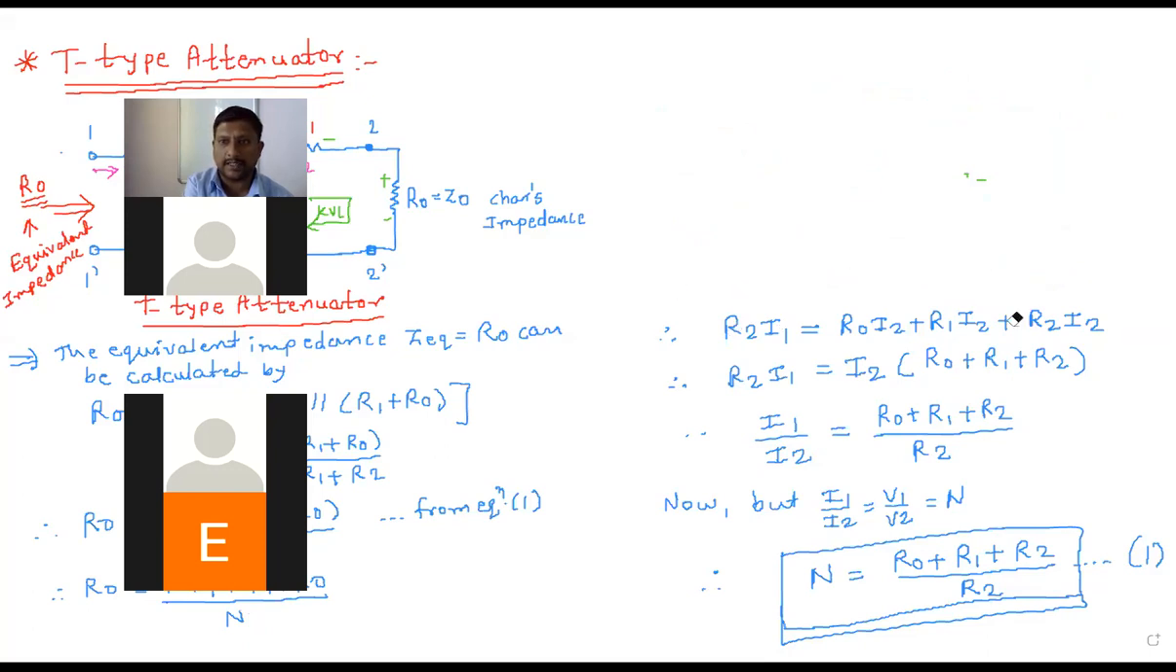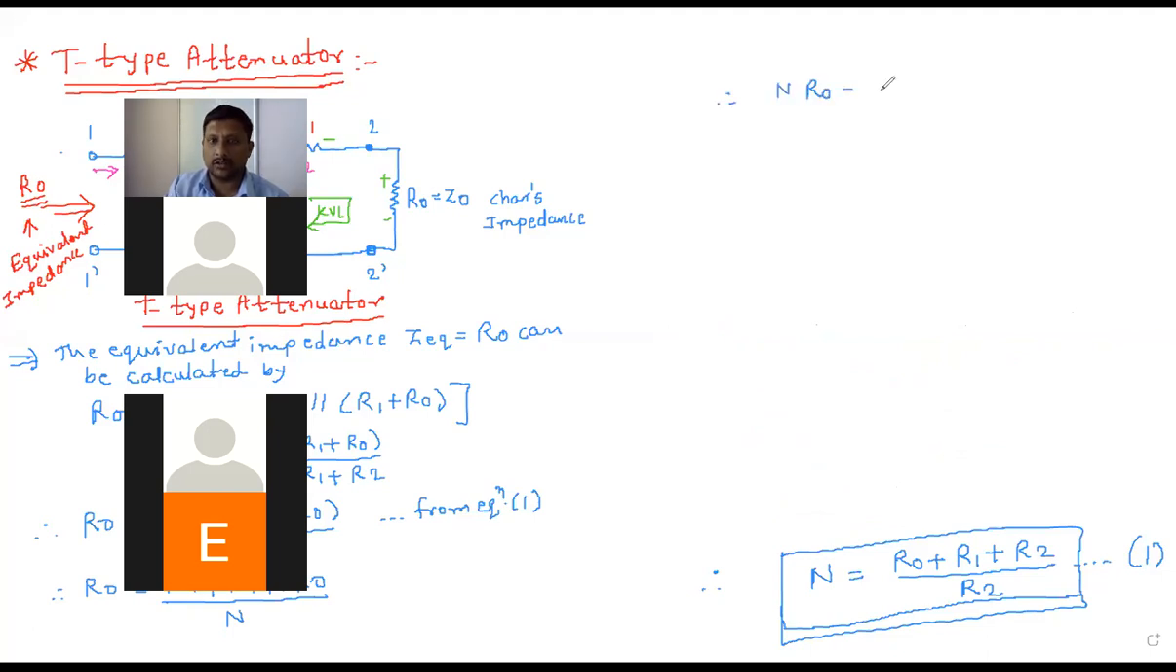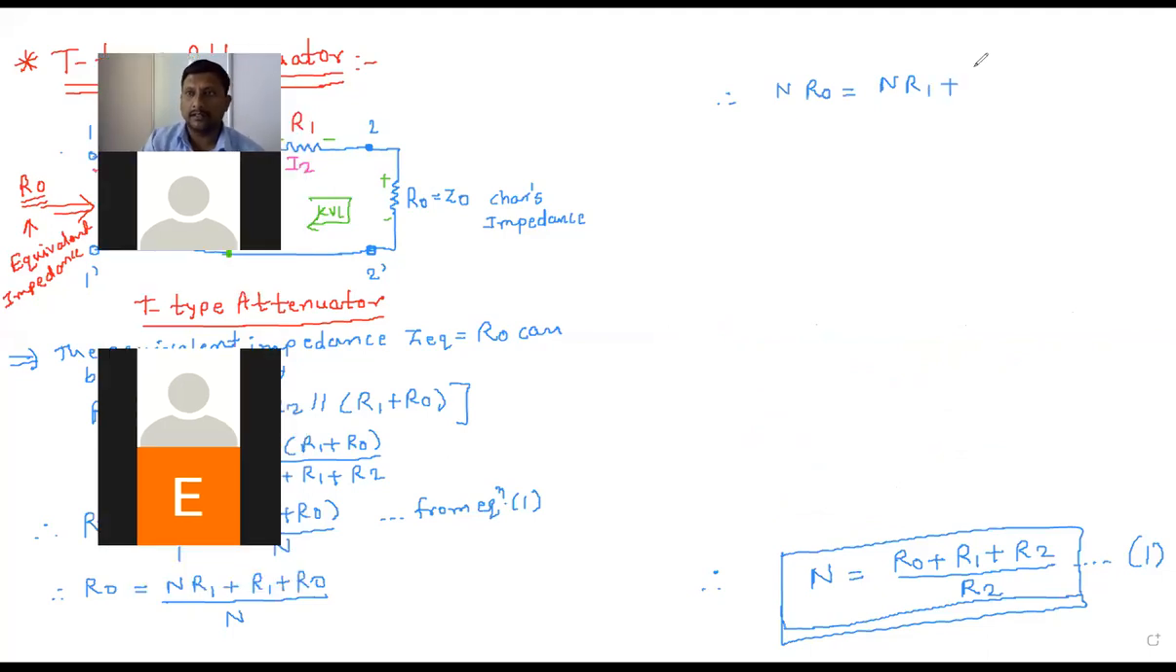So N is present in the denominator. Take it to the left-hand side, multiplying with R0. What are you getting now? Here N into R0 is equal to N into R1, next plus R1 plus R0.